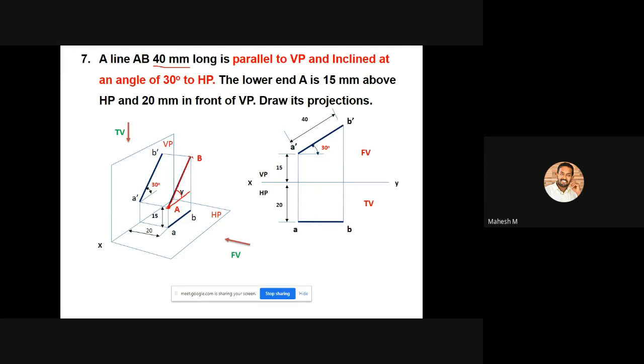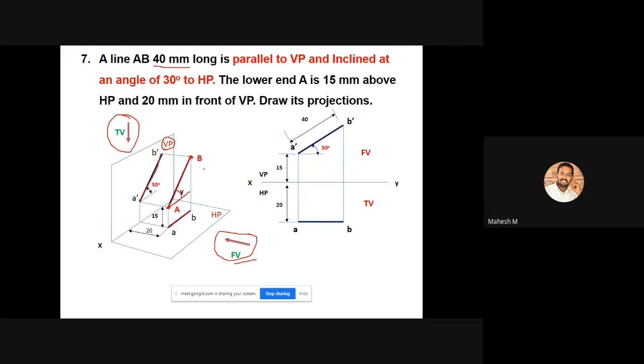So now we have to create the front view and top view. So this will be our observer position. From here you have to look at this diagram. If you are looking from this direction, you will get the front view. Okay, so this front view will be available on this vertical plane, and you have to look at the top view from this direction. While looking from this direction, you will get the top view on the horizontal plane. So this one is our top view and this one is our front view.